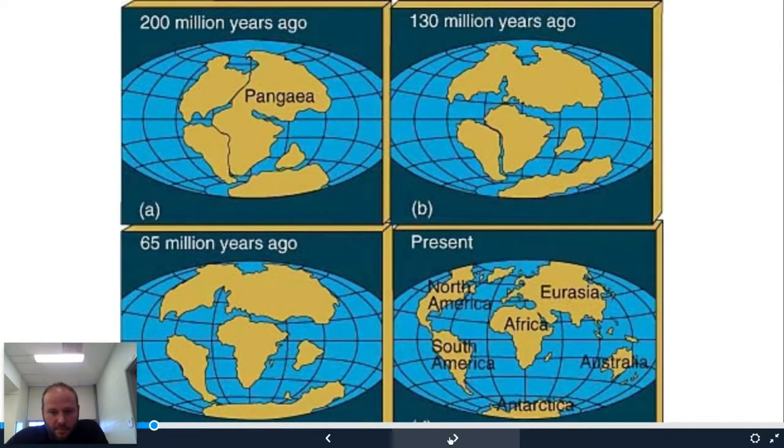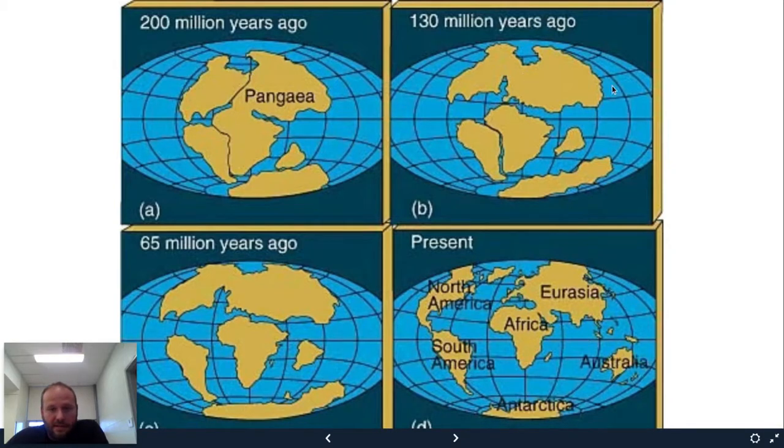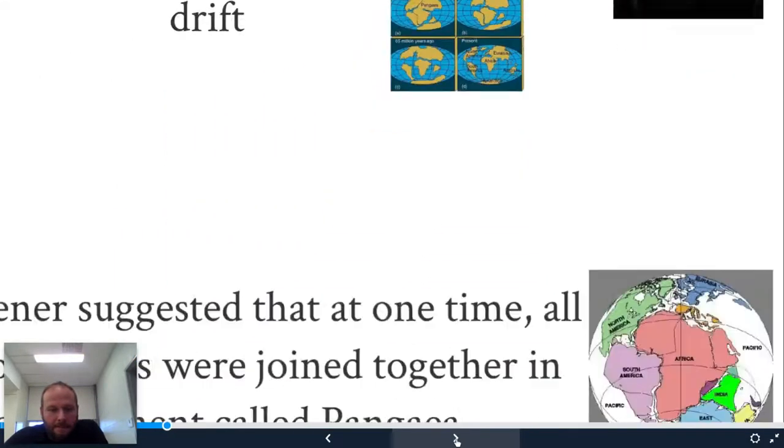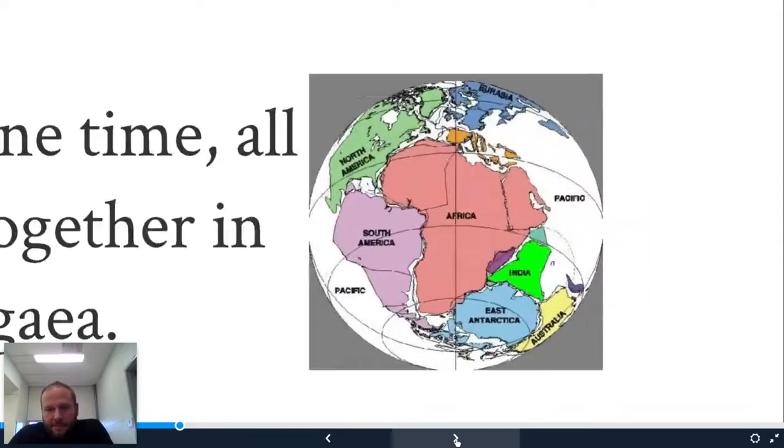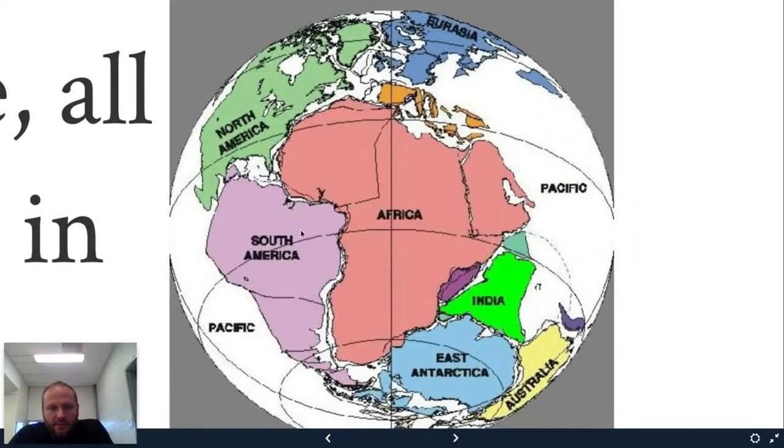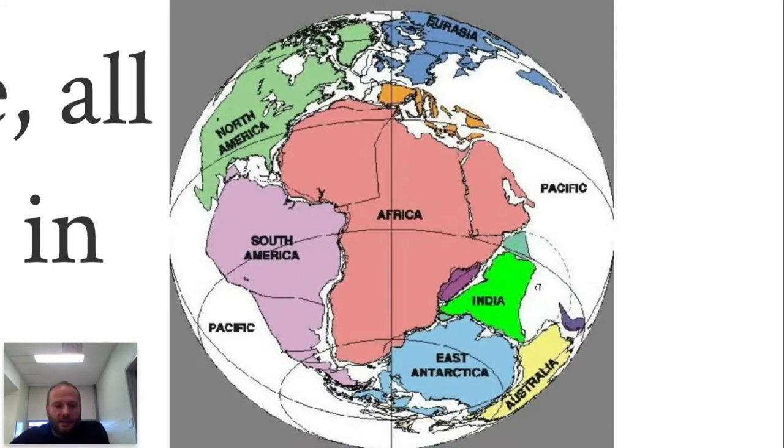So there were animals living on each of these lands as they went. This was only millions of years ago, not billions of years ago. Wegener suggested that at one time, all the continents were joined together in that supercontinent called Pangaea. So again, this is very similar to the picture that you guys created in that simulation the other day.